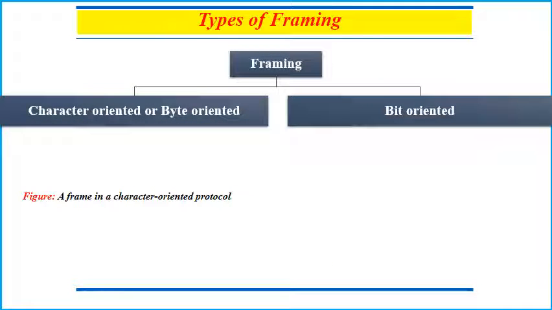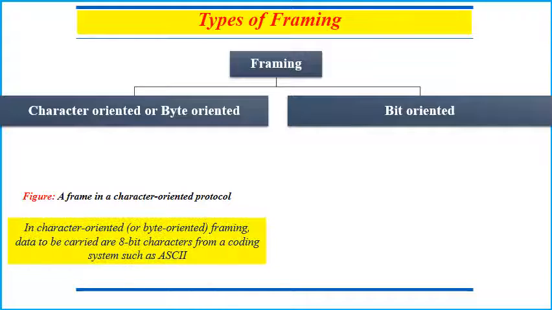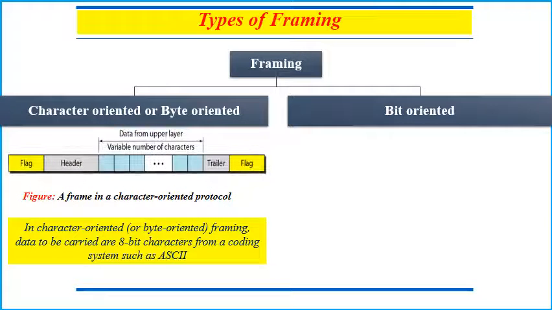There are two types of framing available. One is character oriented or byte oriented framing. The other one is bit oriented framing. In character oriented framing, data to be carried are 8-bit characters from a coding system such as ASCII. This figure shows a frame of a character oriented protocol, where a variable number of characters are stuffed into the data block and it is sent over the network.